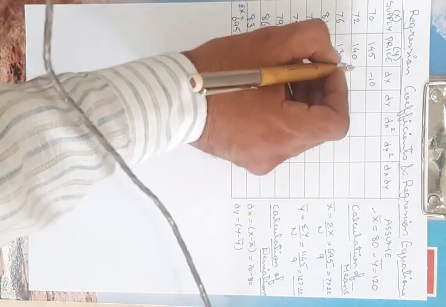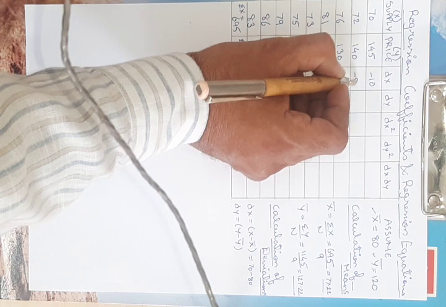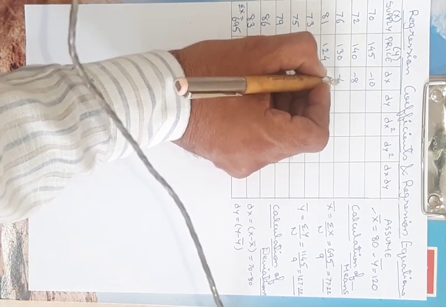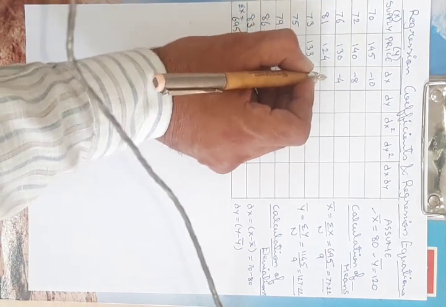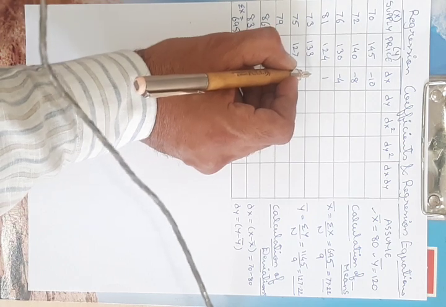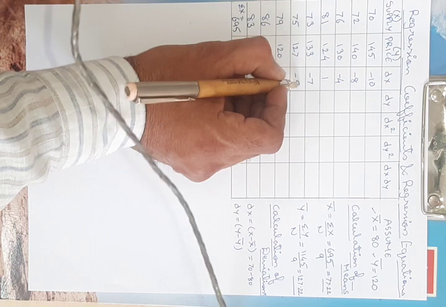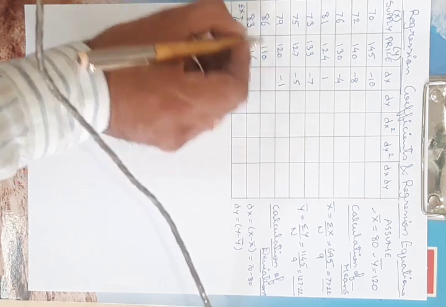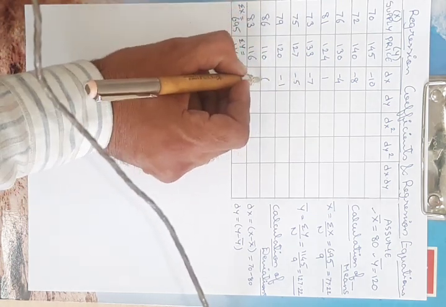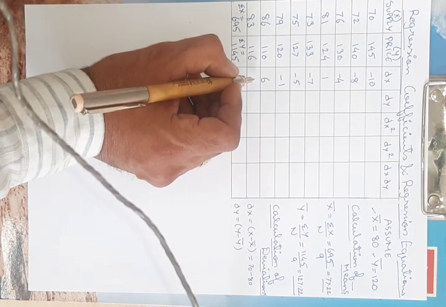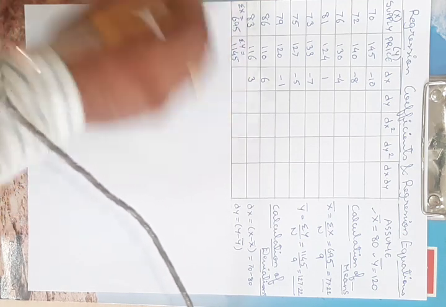Similarly, 72 minus 80 comes out to be minus 8. 76 minus 80 comes out to be minus 4. 81 minus 80 comes out to be 1. 73 minus 80 comes out to be minus 7. 75 minus 80 comes out to be minus 5. Here similarly minus 1. 86 minus 80 comes out to be 6. And 83 minus 80 comes out to be 3.